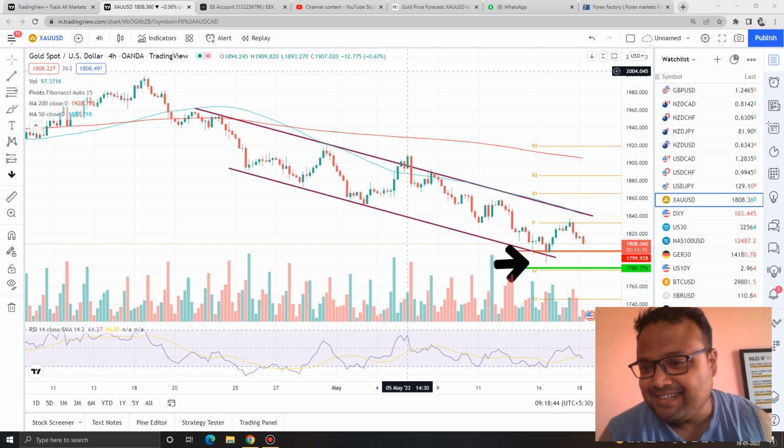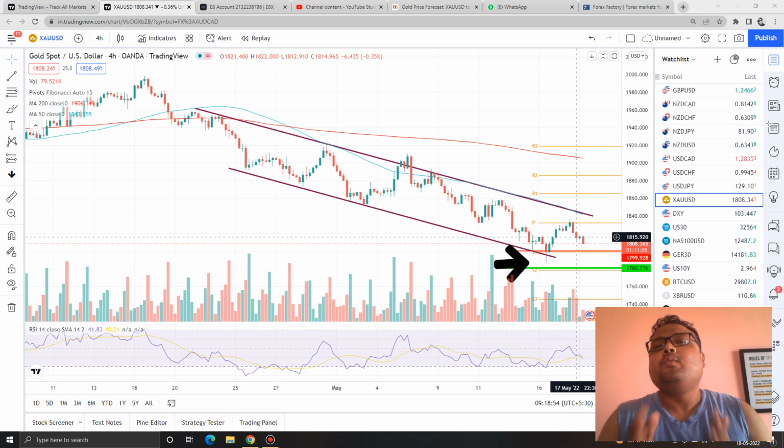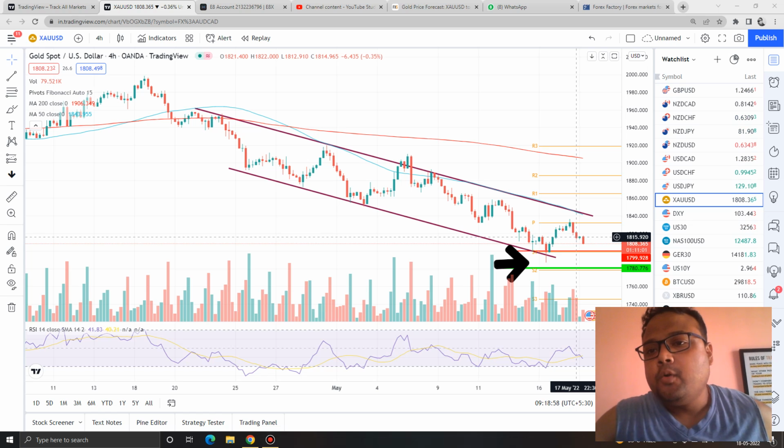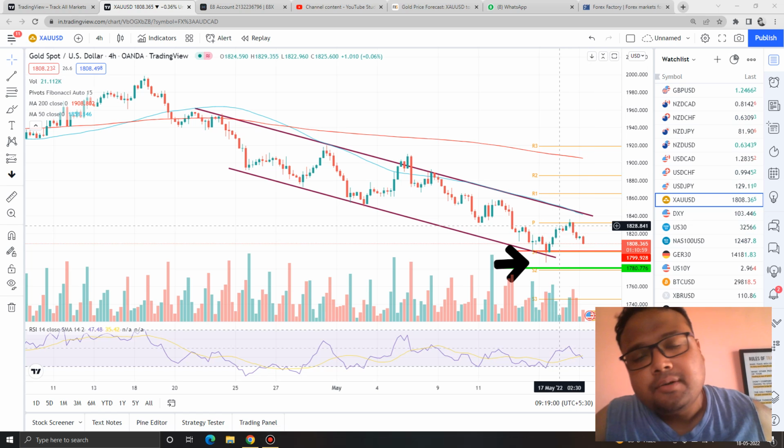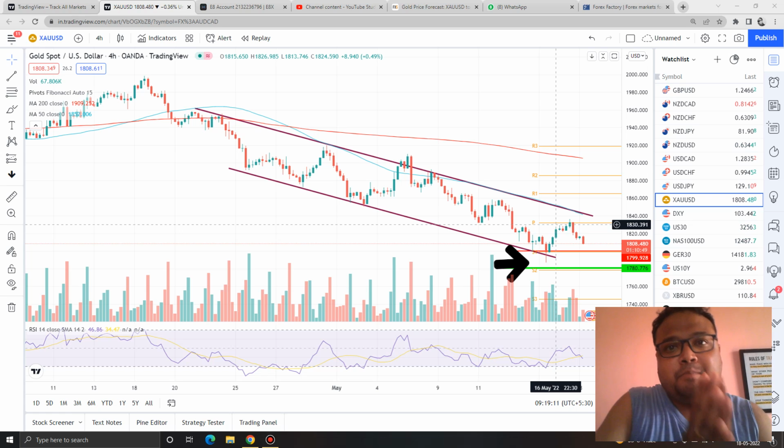So let's get started. This is a 4-hour chart of gold USD in front of us, and as you can see, right now gold is trading at 1808. If you have watched my previous video on gold, then hopefully you were ready when gold started reversing from this level again. So let's try to understand what the trading opportunities on the chart of gold are, and what is going on in the chart, one by one, step by step.